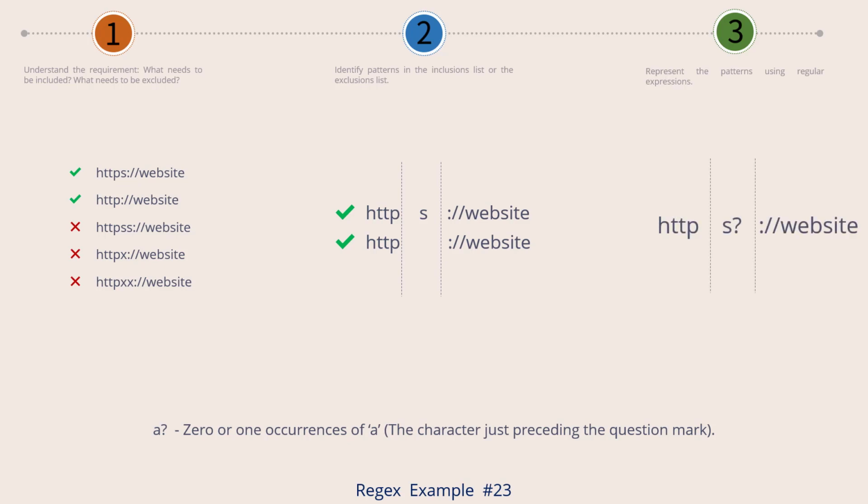So we will write HTTP as is because it's fixed. Then we write S, question mark. Then we end with :// which is again fixed. So our final regex pattern for example number 23 is ready. Let's try it out using a regex engine.